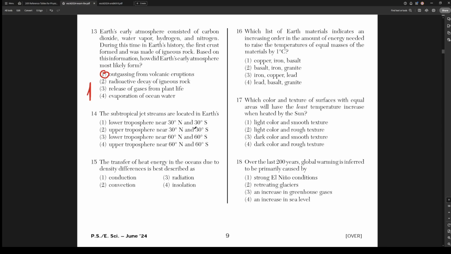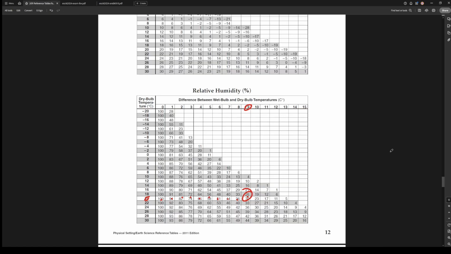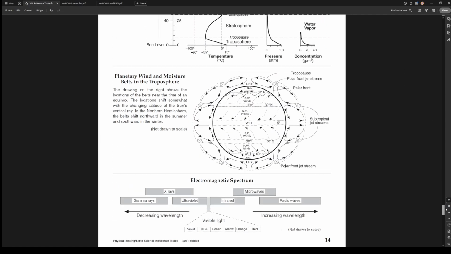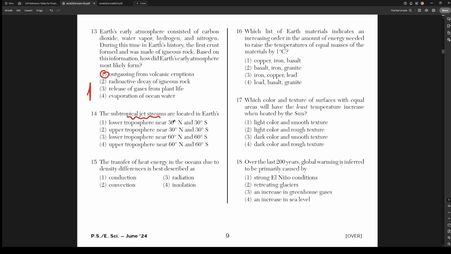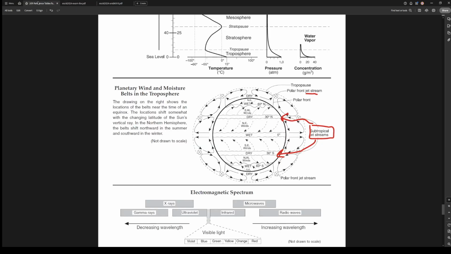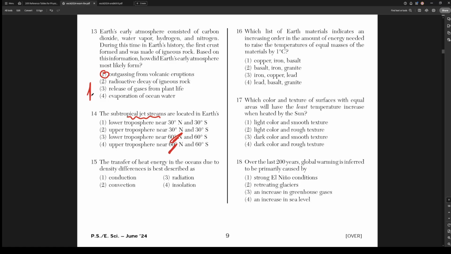Number 14, it's giving us latitude and longitude, and it wants to know where the subtropical jet streams are. This is on the reference table. So we're going to go to the reference table here. Look, jet stream, subtropical jet streams, right there. There they are. One is at 30 north, and one is at 30 south. So it's going to be either 1 or 2. It's not the 60s. And it's saying lower or upper troposphere, so we have to look at that. The tropopause is here, and the jet streams are at the top. So it's lower stratosphere, upper troposphere. So it's going to be upper troposphere.